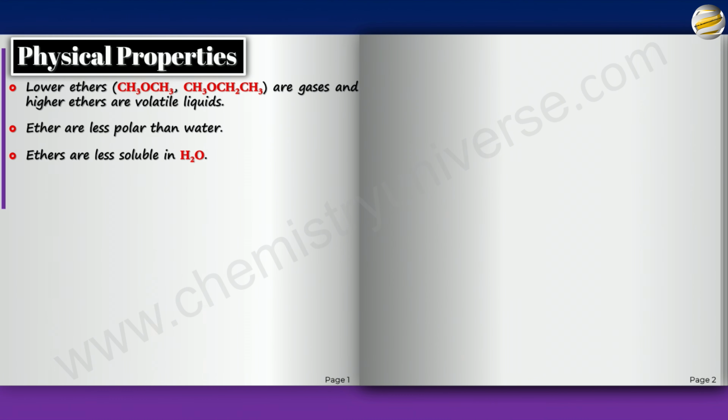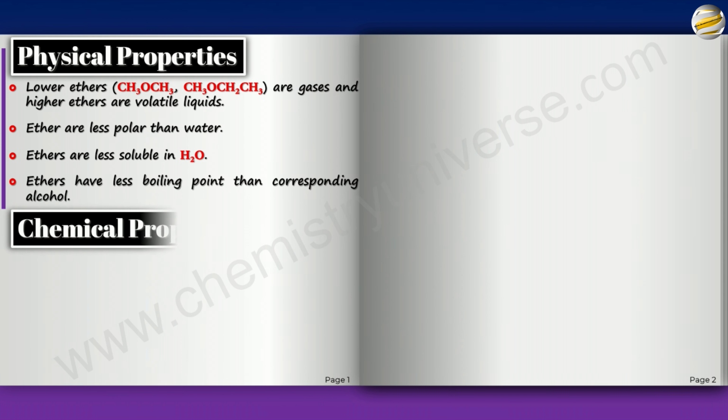And the boiling point of ethers is obviously less than the corresponding alcohols, because remember, ethers and alcohols are functional isomers, and they have less boiling point because the hydrogen bonding is not there. So now let's look at the chemical properties. And the first one is called the salt formation.